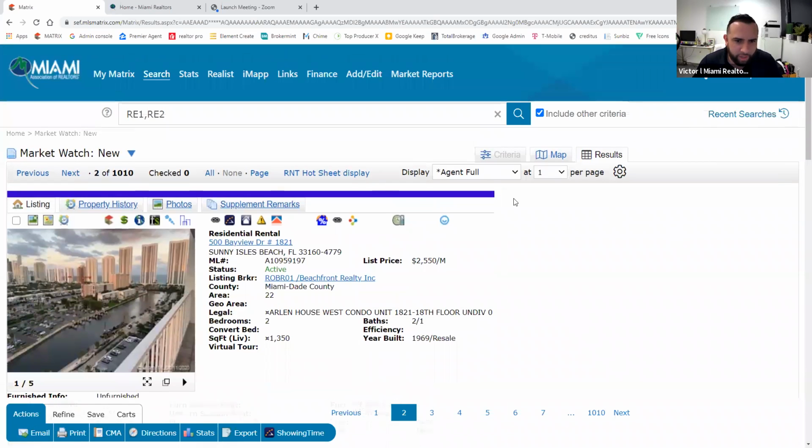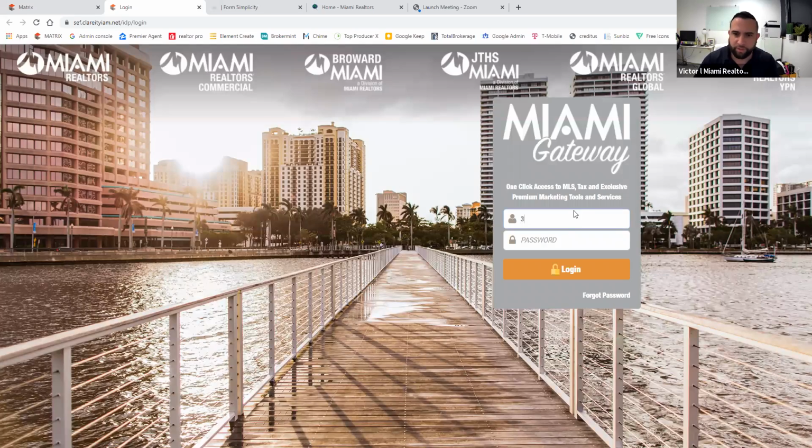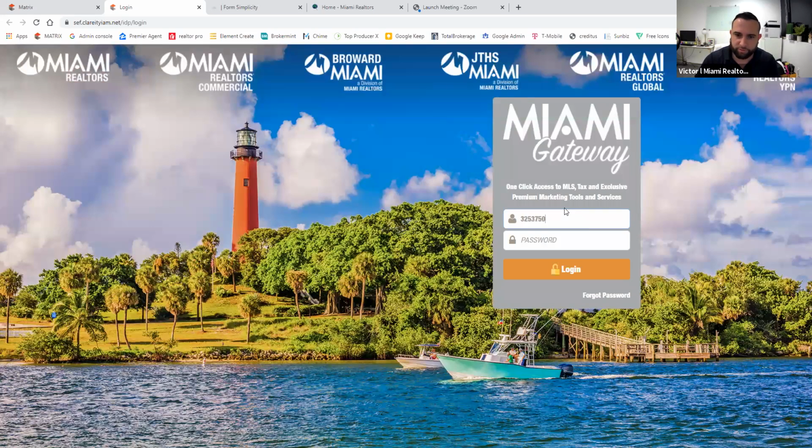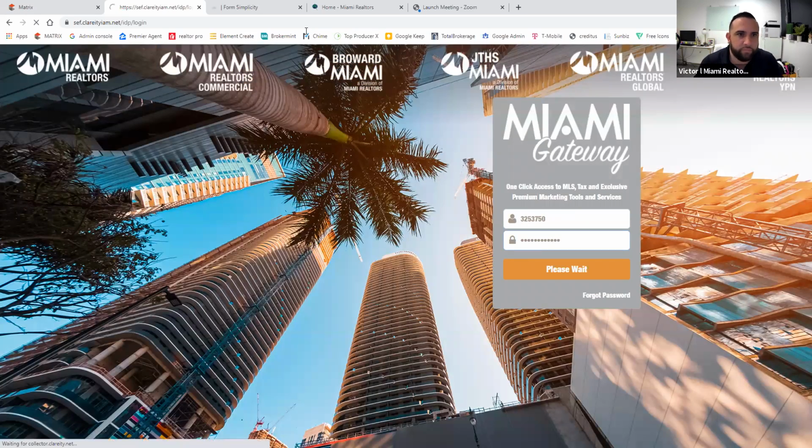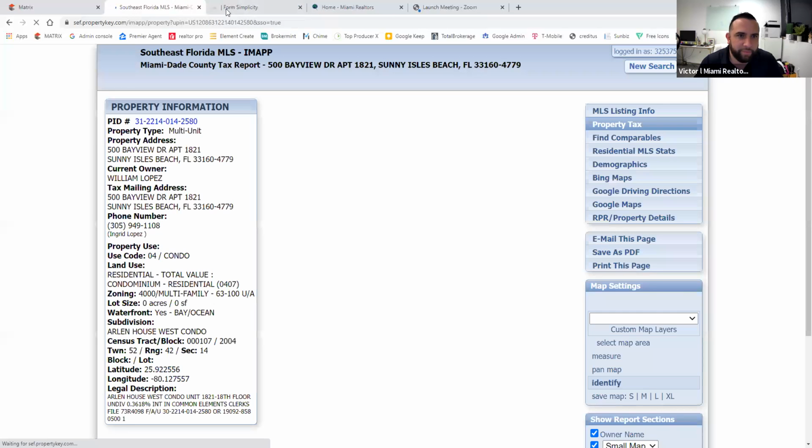So I'm going to share my screen really quick. And I already have a rental property here as an example that we're going to use. The very first thing you want to do is open up IMAP, because we're going to want to get the owner information. And we're going to open up Form Simplicity. So we'll open that in a new tab. Let me go ahead and log in here. We should have Form Simplicity. We should have IMAP. All right.